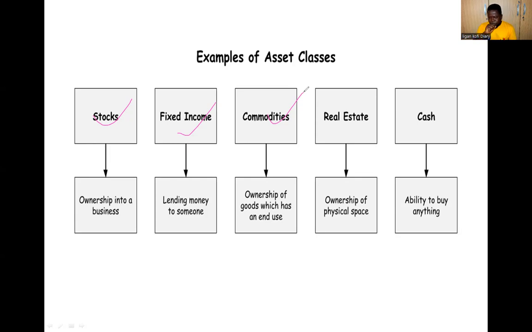And then we also have the cash, or the fiat currency assets. That is the ability to buy anything. When you hold cash, you can actually use the cash to buy anything.